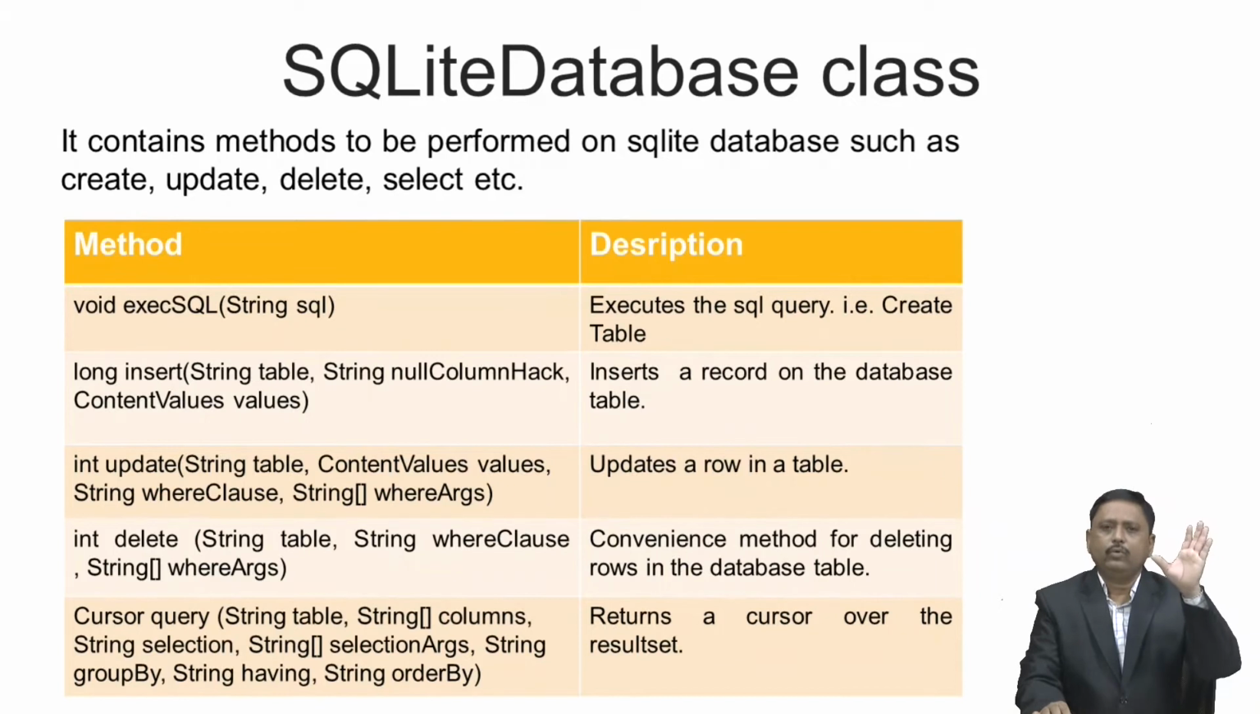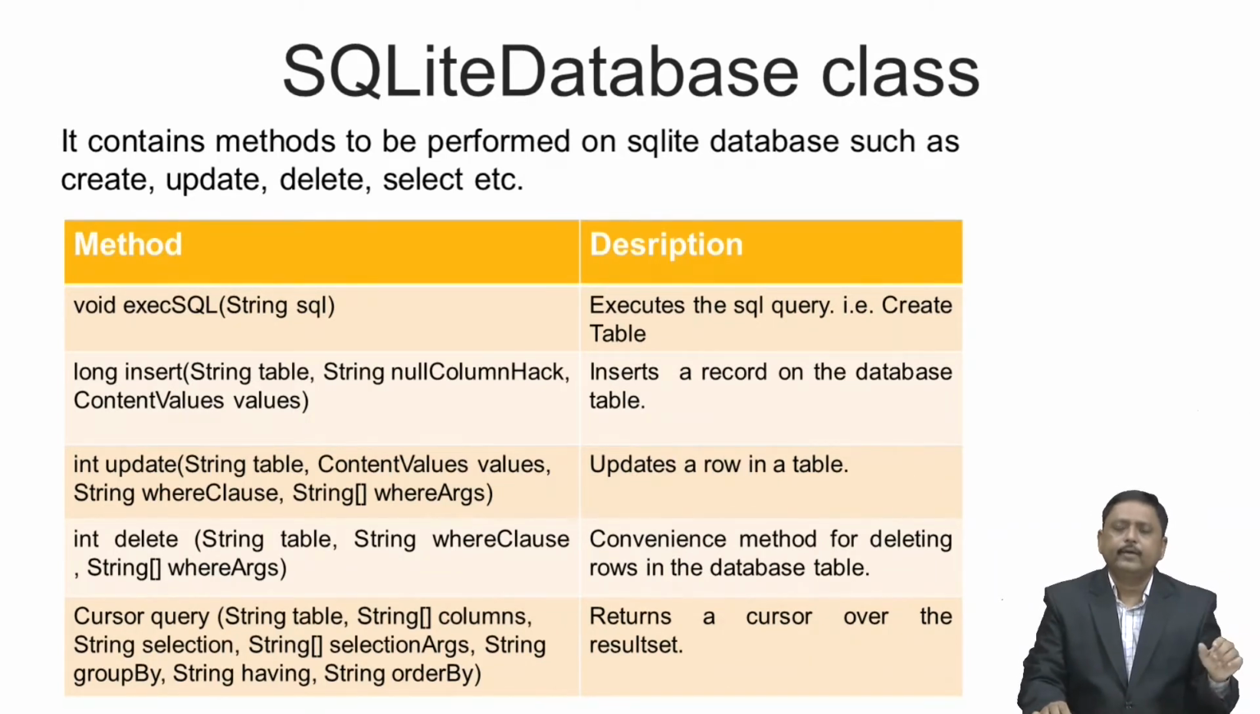Suppose you want to get data in ascending or descending order of a particular field, then we must specify that field name in order by. If you want to retrieve all the data and all the columns, the first argument, table, is compulsory, the rest of the arguments may be null. So, basically it returns a cursor over the result set.